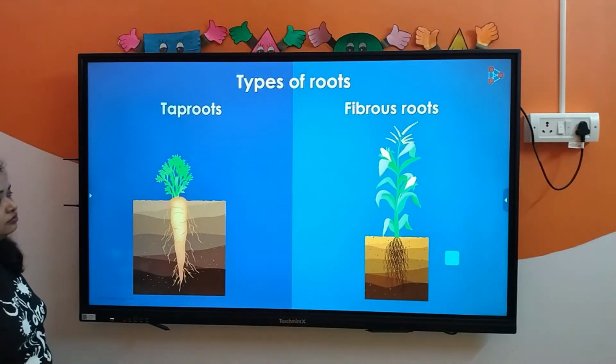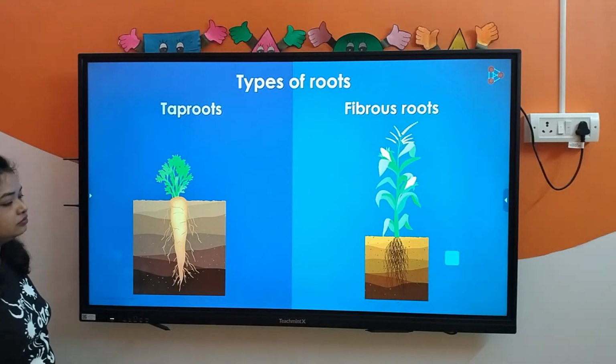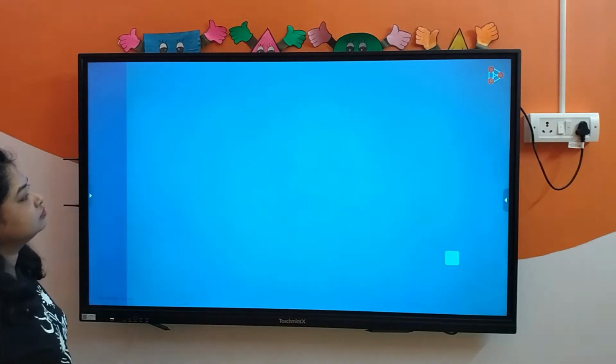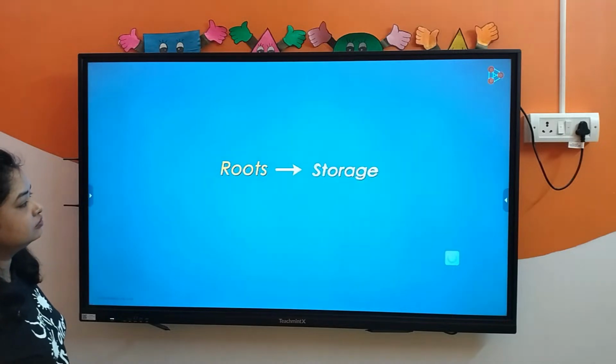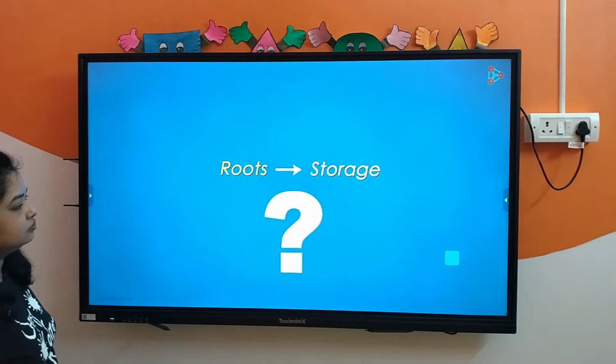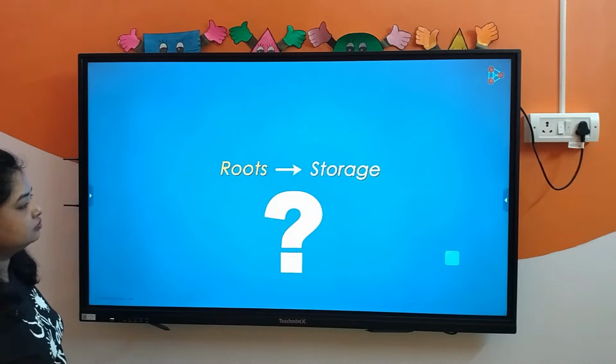So is this all there is to know about the roots of the plants? There is more. We are yet to cover one more function. You will be surprised to know that in some plants, roots also serve the purpose of storage. But what do they store? Do they store food by any chance?